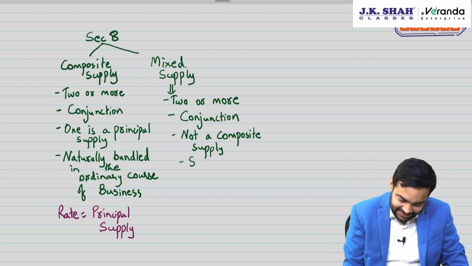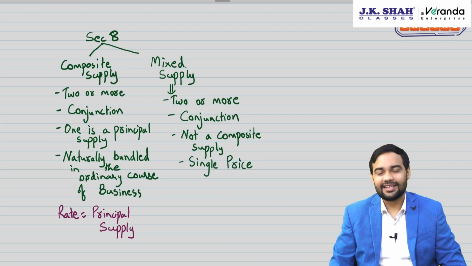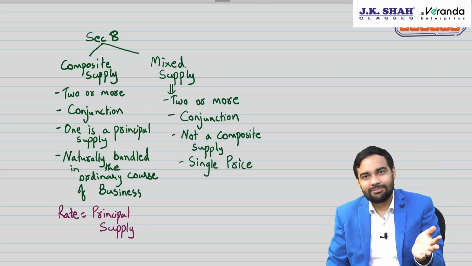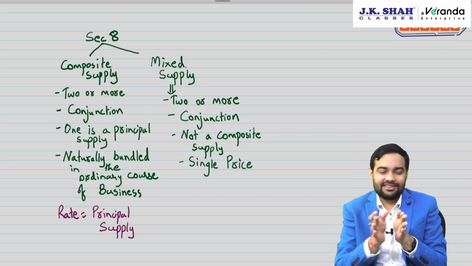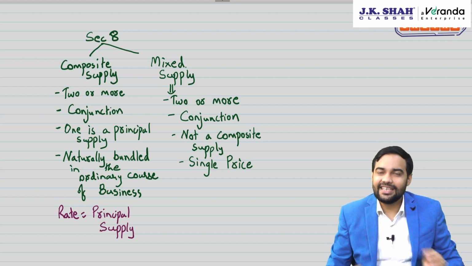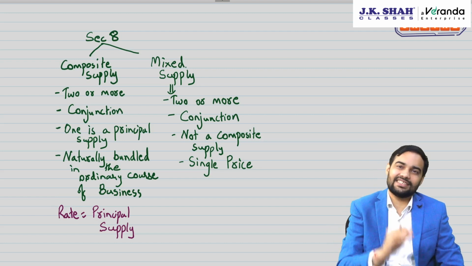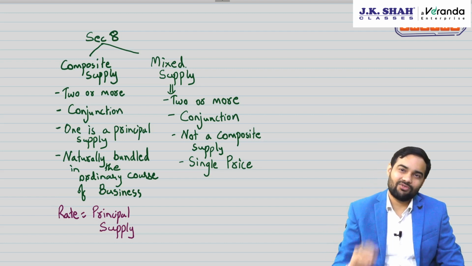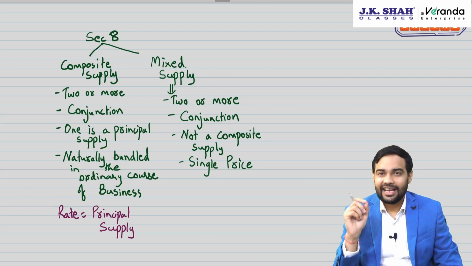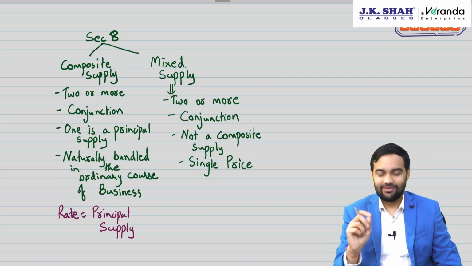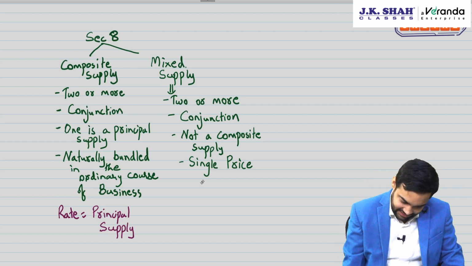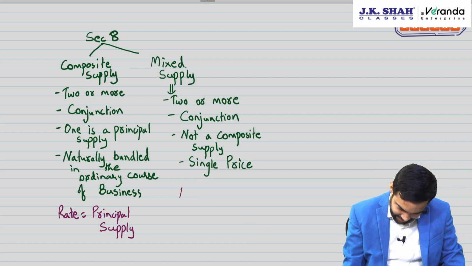And the last one, single price. If different prices are there, then it can never become a mixed supply. Then if it is not a composite supply and there is no single price, then it will be individual supplies. Separate GST rates will apply to each of the bundles. Now, be very careful that the rate of GST which will apply in the case of mixed supply will be the highest rate amongst the products.